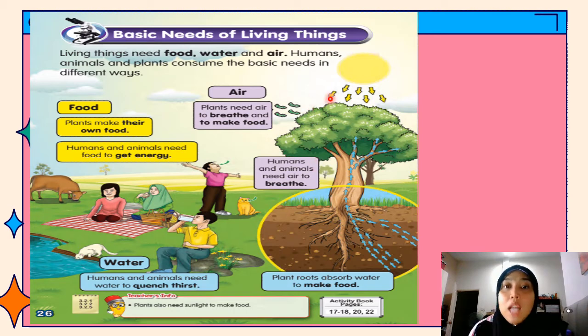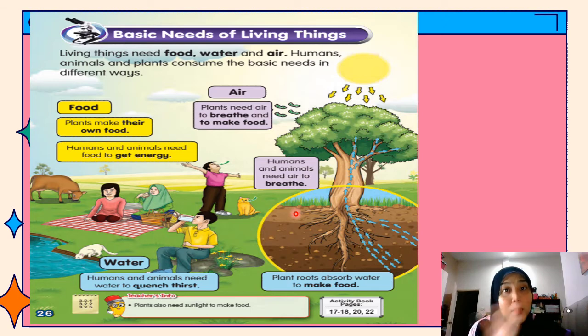Tetapi, tumbuhan juga memerlukan air. Plants' roots absorb water to make food. Kalau tumbuhan, dia ada akar. Akar dia serap air itu naik ke atas untuk membuat makanan. Jadi, setiap keperluan benda hidup ini, semuanya berhubung kait di antara satu sama lain. Faham? Kita juga perlukan makanan, kita juga perlukan air, kita juga perlukan udara.